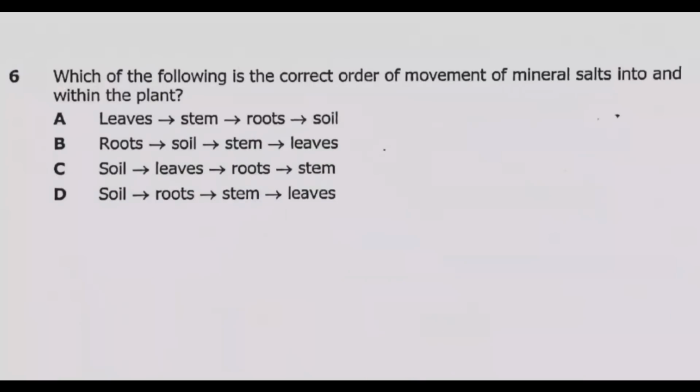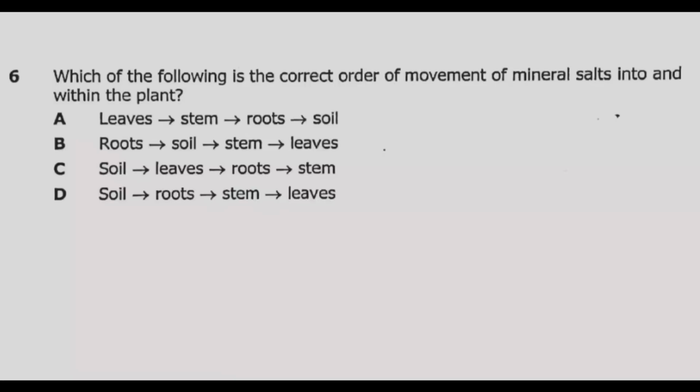Question 6 is as follows. Which of the following is the correct order of movement of mineral salts into and within the plant? Okay. So the correct answer is A, leaves, stem, roots, soil.